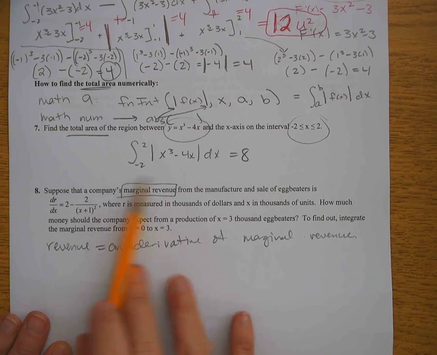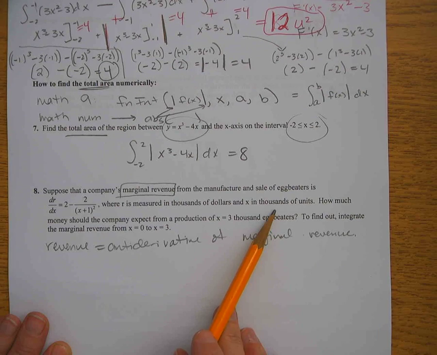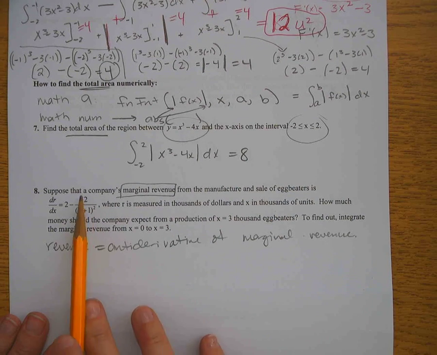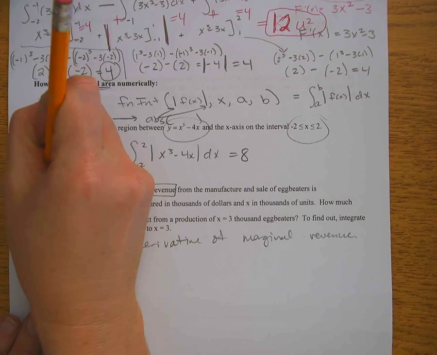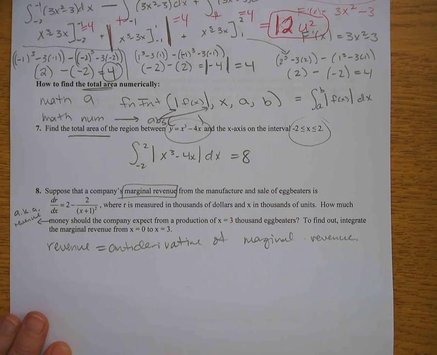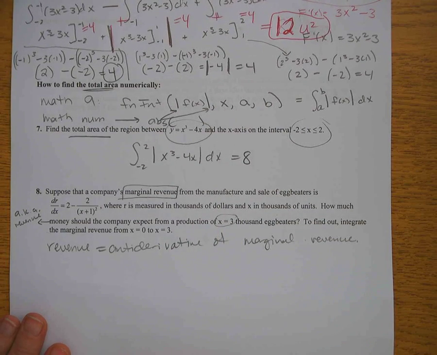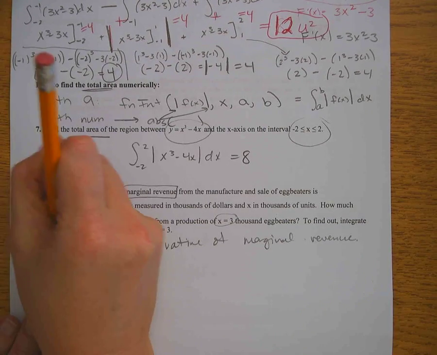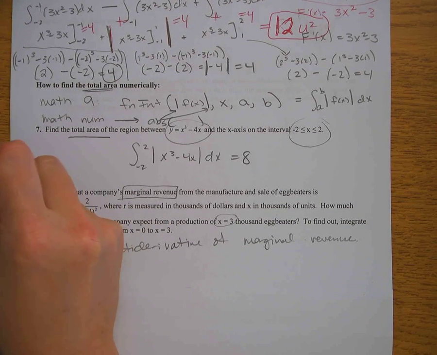So suppose you're given a company's marginal revenue, in thousands of dollars per thousands of units. So it's dollars per unit. That's a rate of change, of marginal revenue. How much revenue should the company expect from a production of 3,000 egg beaters? If I want to find that out, I basically want to find the revenue of 3, because it's measured in thousands. I want to find R of 3.